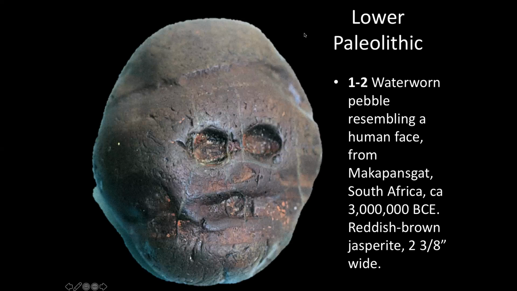So the work of art I'm showing you right now isn't really a work of art. Nobody made this to look like this. It is a water-worn pebble resembling a human face, and it's from about 3 million years ago. So when we look at something like this, it's not made by a Homo sapiens. It's made by what's called an Australopithecus, which is one of the first species who had stood upright.